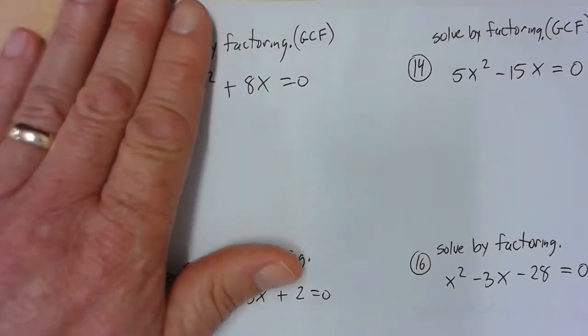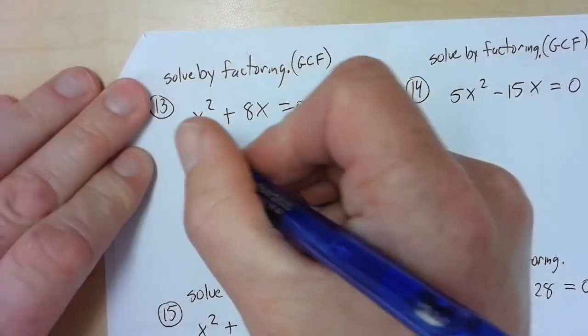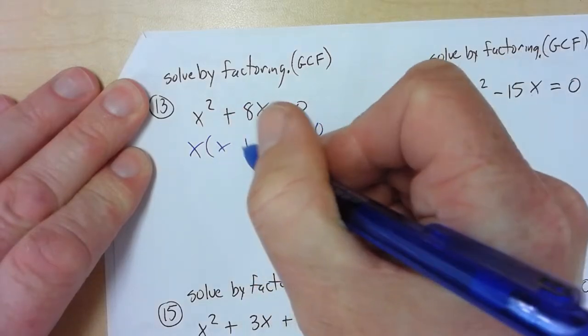All right. Next page. Taking out the greatest common factor and then solving. So now we're going into the solving phase. So we're going to take out x, and we're left with x plus 8.